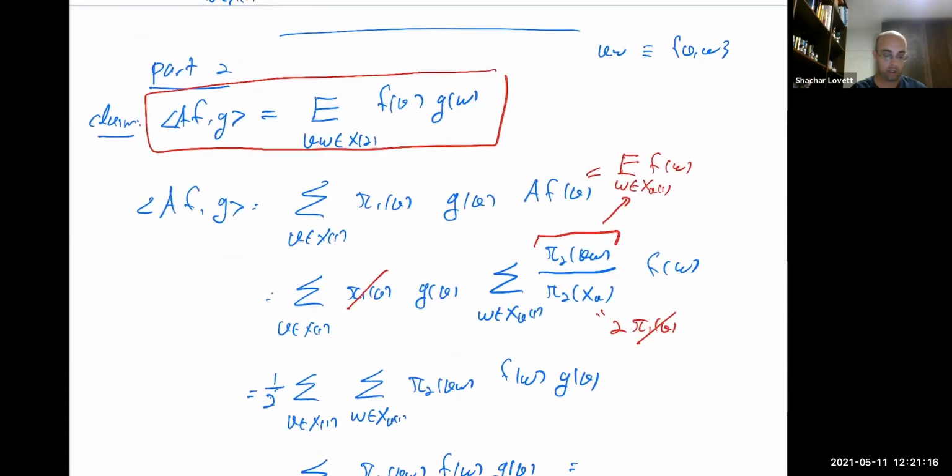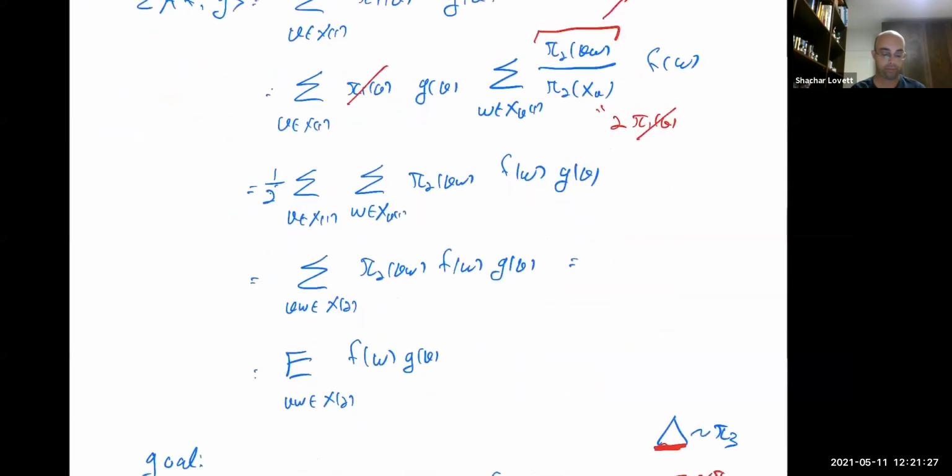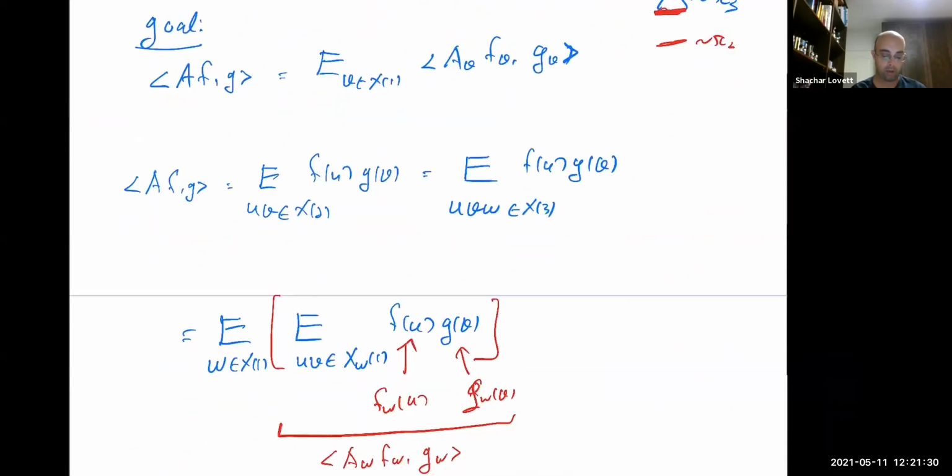given this, another way of thinking about A of F comma G, or the action of A on two vectors F and G, is that they actually measure the correlation under a random edge in the graph. So overall, we got exactly what we're trying to get here, which is going to be the expectation of W in X1 from pi 1, AW, FW, GW. Okay, and this finishes the proof of the second part.